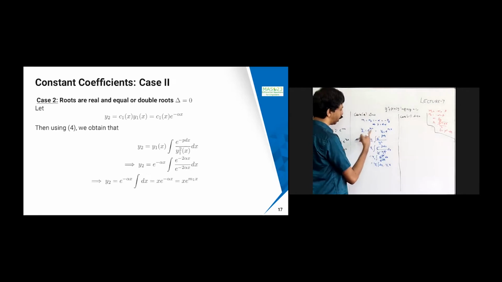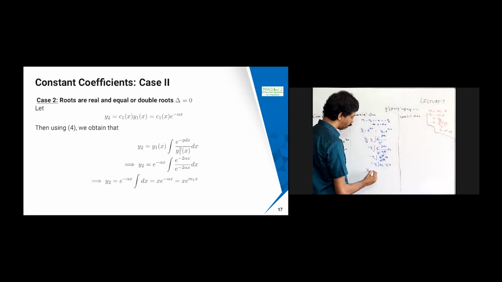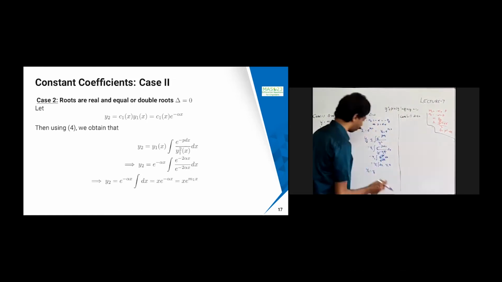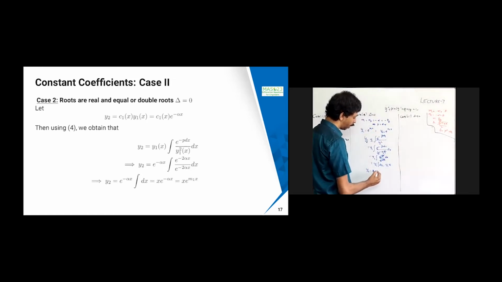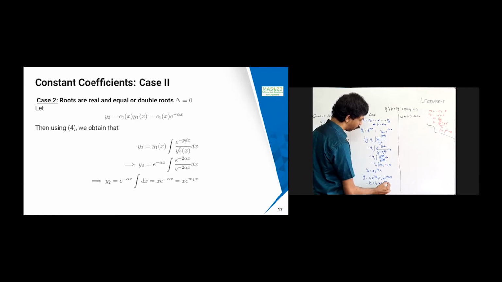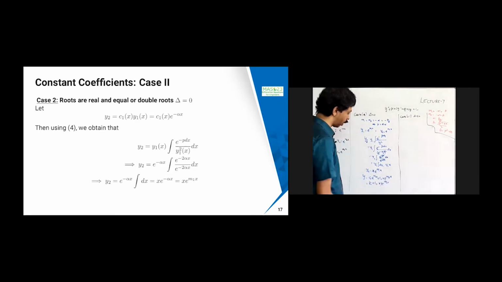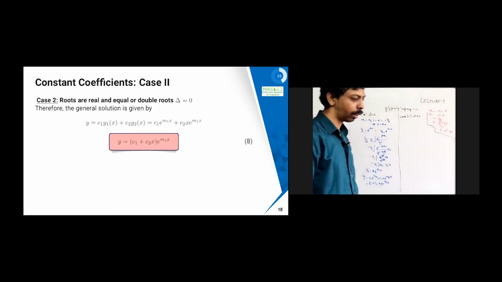But what is y1? y1 is already e power m1x. Therefore, y2 is going to be x into e power m1x. Therefore, your general y is going to be c1 into e power m1x plus c2 x into e power m2x. So I can write it as c1 plus c2x into e power m1x, where m1 and m2 are the same. That's all for case 2.